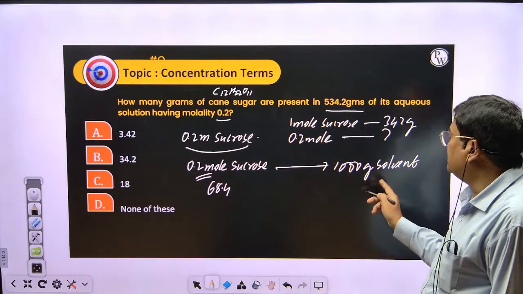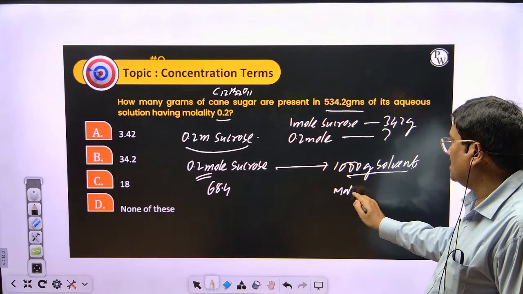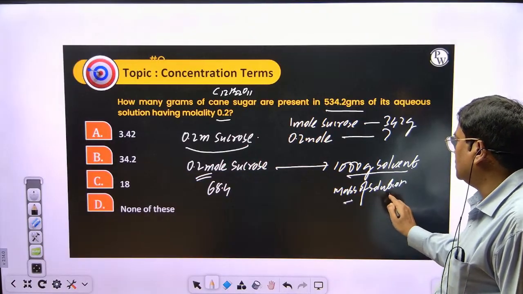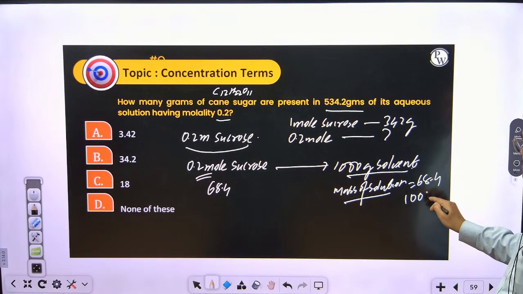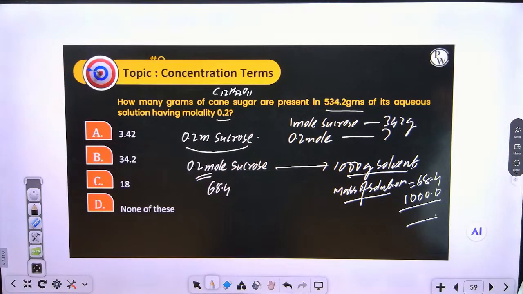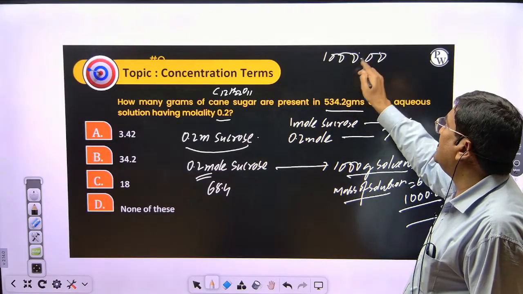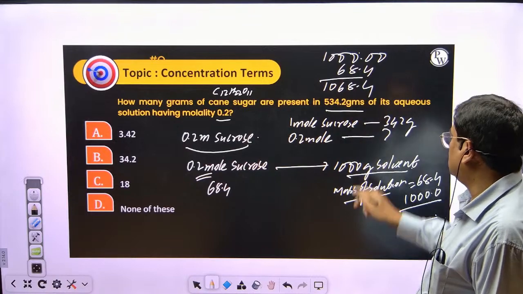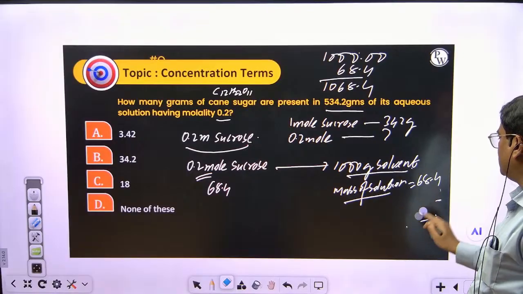So to get the total mass of solution, how do you get it? Mass of solution is equal to mass of solute plus solvent, no? That means 68.4 plus 1000. So add both of them, 68.4 plus 1000. How much does it come to? 1068.4. This much amount, no? So what will be the mass of solution?